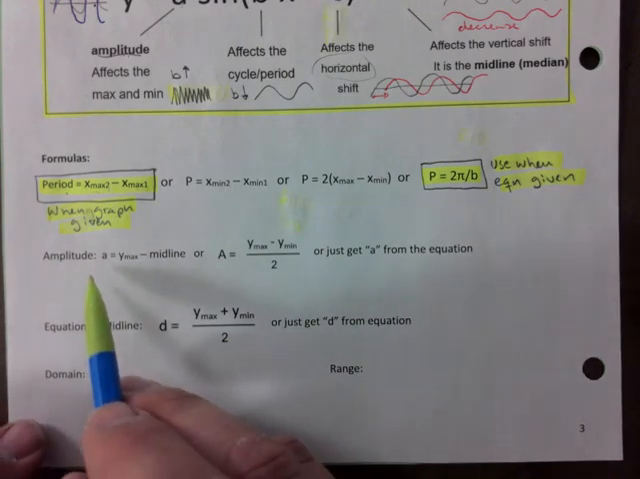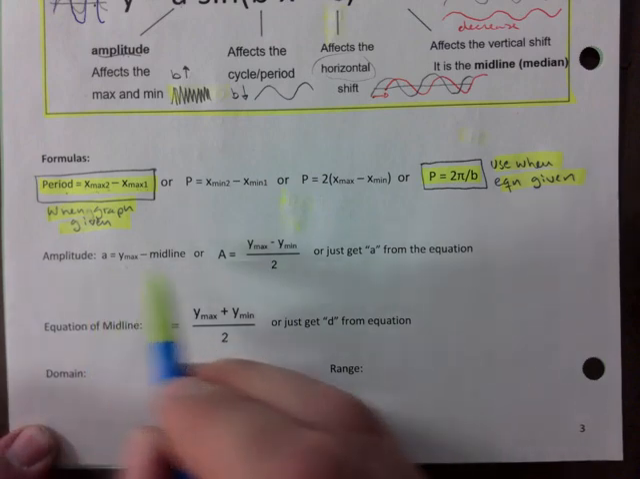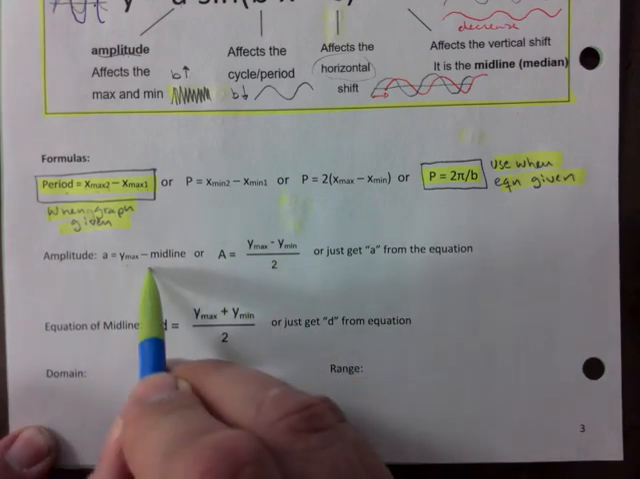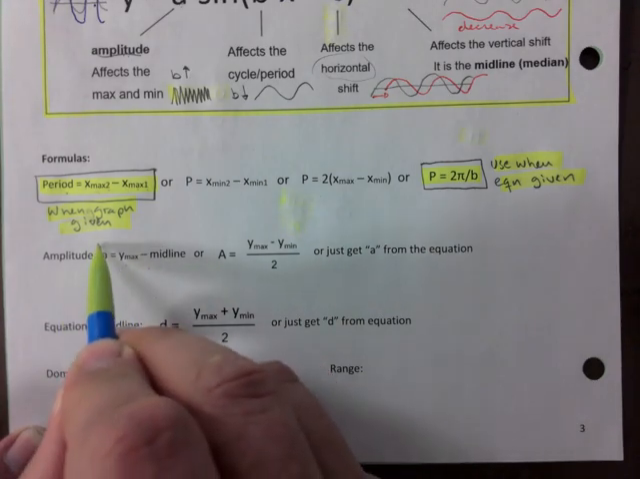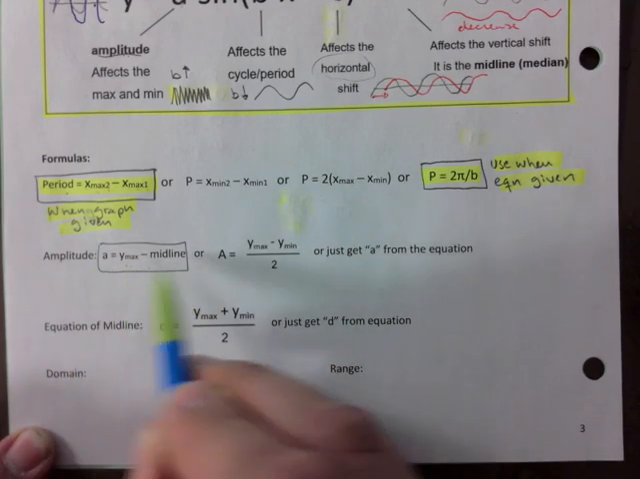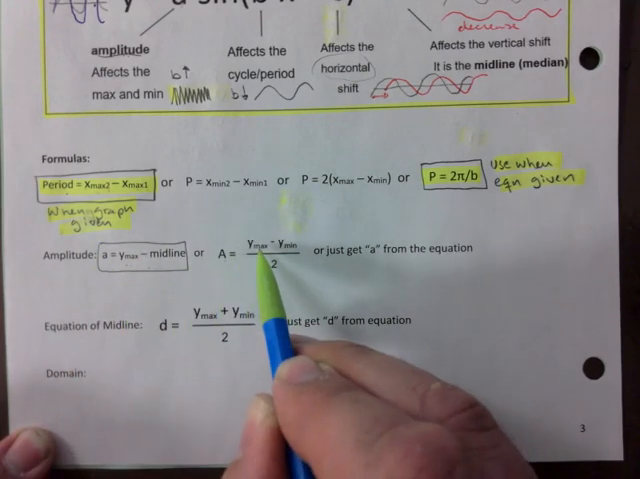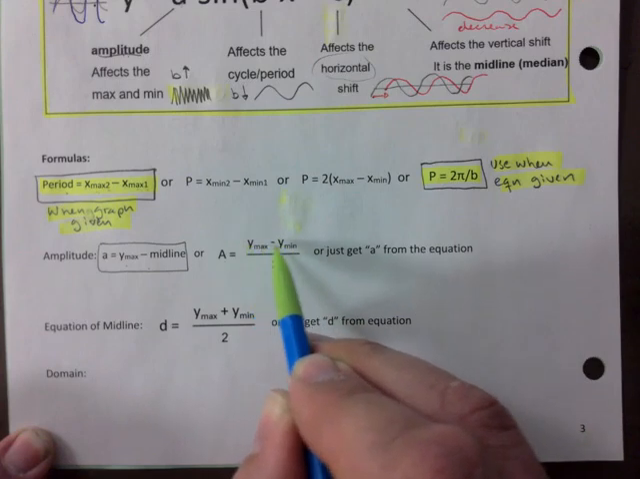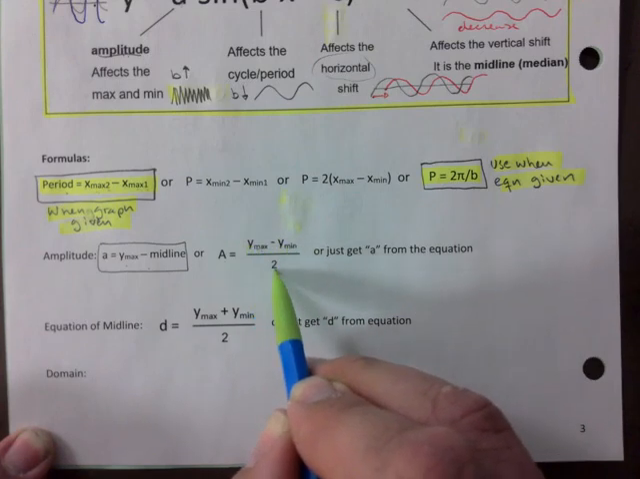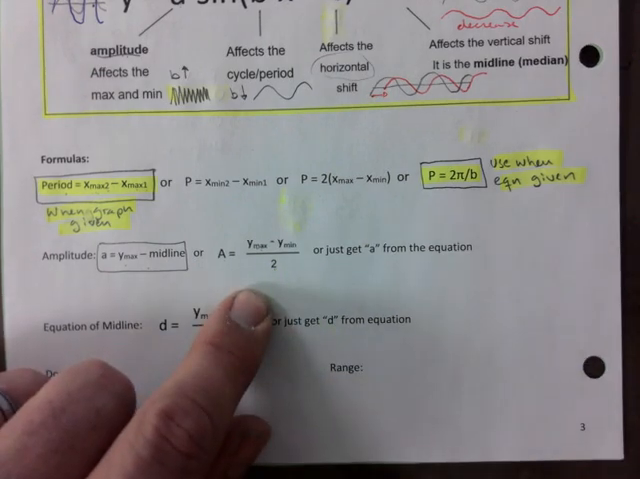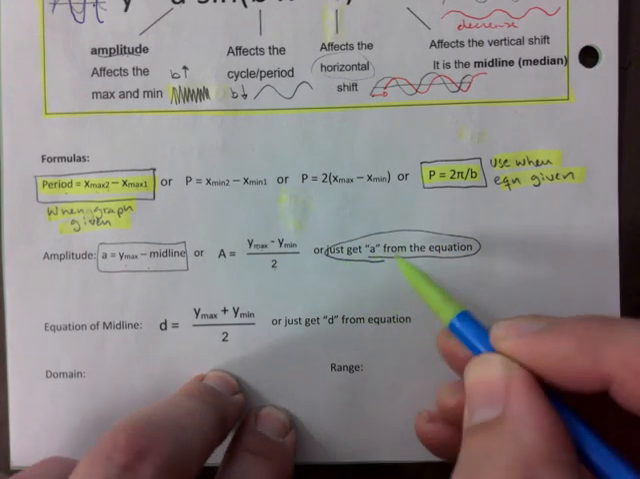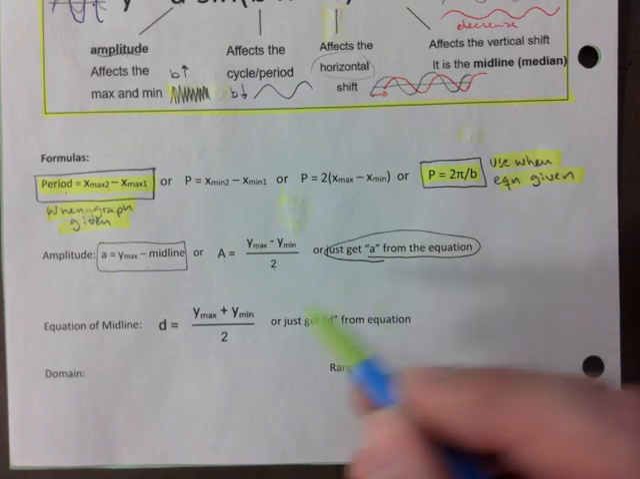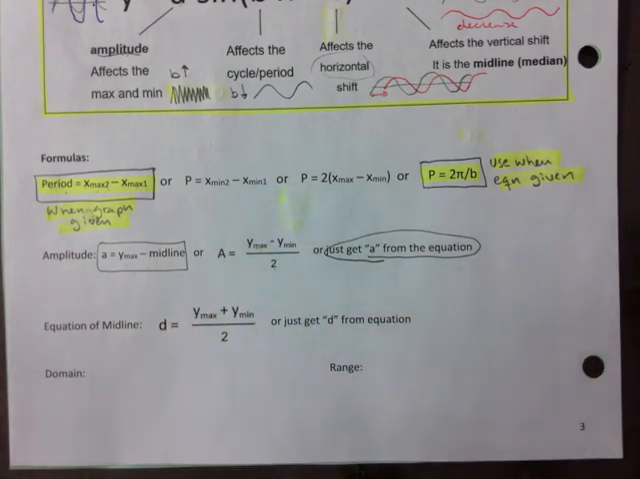Amplitude. The amplitude is found both ways. A is equal to y max minus the midline, or A is y max minus y min, you subtract those two and divide it by 2. Or this is the best one: just get A from the equation. If you know the equation, that is your amplitude. No need to do these formulas. These formulas are just there when the graph is provided, or partial information.